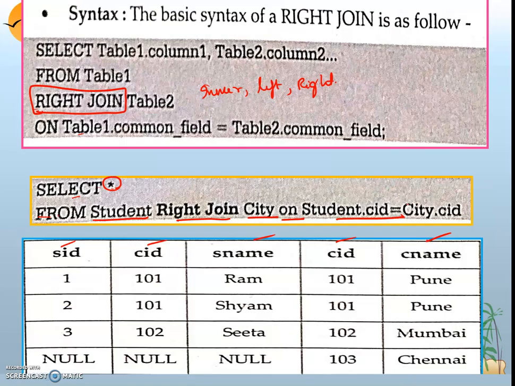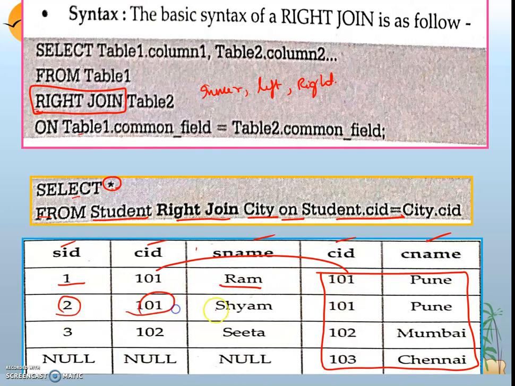So you see, if you observe, first what I do is copy paste all the data available in the right table as it is. Okay. Next, what should I do? I have to look for the matching data. For 101 CID, the SID is 1 and Ram. And again for 101 CID, there's one more data, that is SID 2, 101 Shyam.